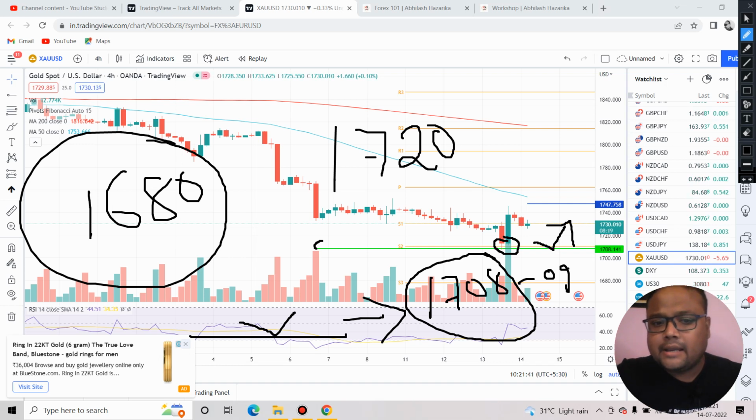If you see that market is forming a hammer kind of a pattern, showing price rejection from below, that will give you the confirmation that yes, the support of 1708, 1709 is still valid and you can go for a buy position.